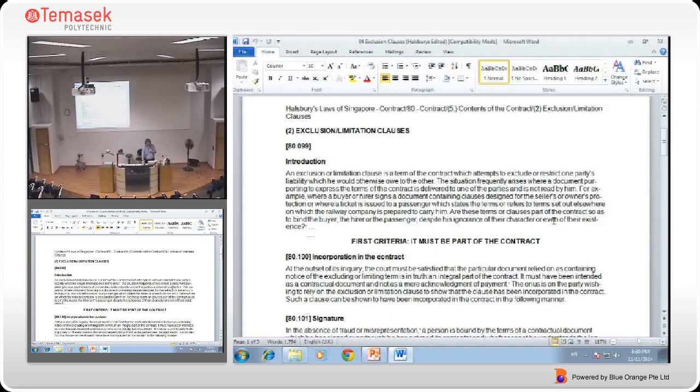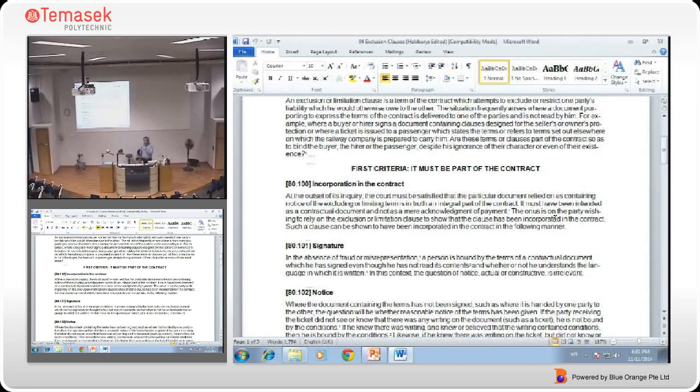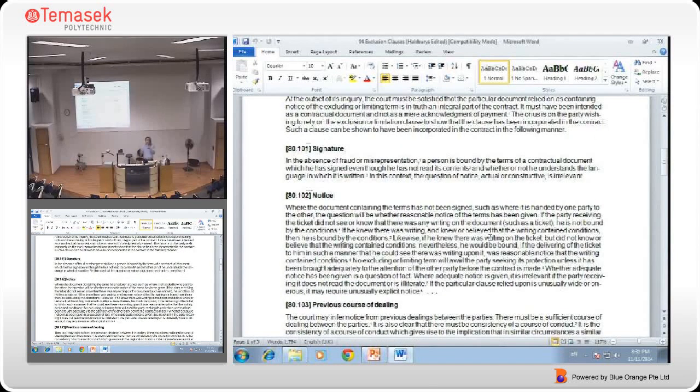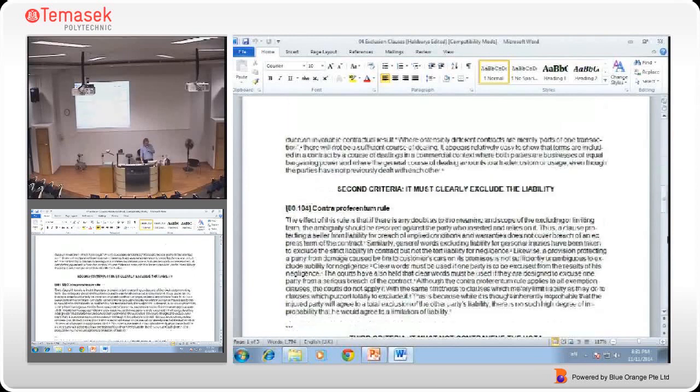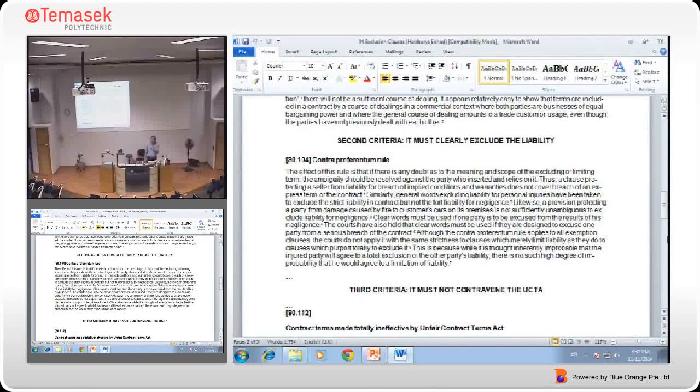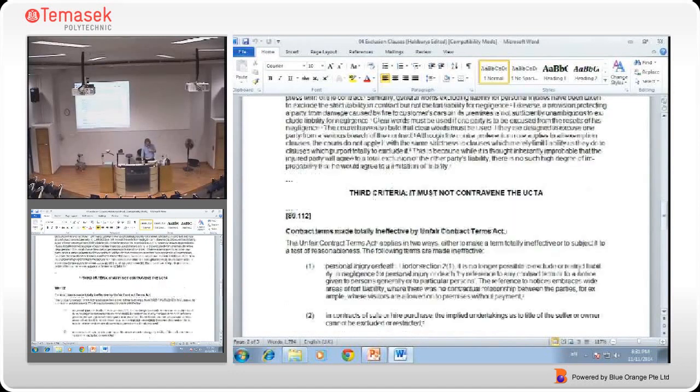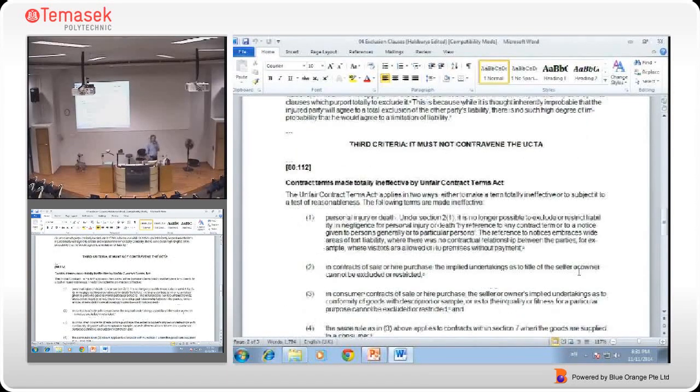Before you go, let's just recap. There are three rules for an exclusion clause. First, it must be part of the contract, and notice of the exclusion clause is very important. Second, it must clearly exclude the liability. Here is where your contra proferentem rule comes in: if there is ambiguity, it will be interpreted against the person relying on the clause. And finally, it must not contravene UCTA. That means it must comply with UCTA.